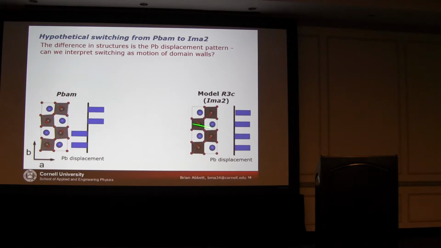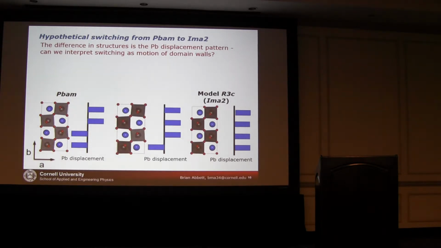As I said, the difference between these two structures is just that the lead displacement pattern is different in the two phases. And so I want to think about this in terms of domain walls. If you look at the PbA structure, we have what looks like a domain of lead cations displacing to the right, and a second domain with the lead cations moving to the left. There should be a domain wall in the middle of this cell, and another one at the edge of the cell. So if you imagine just moving this domain wall in the middle down a little bit, we get something that looks like this that could serve as an intermediate phase between PbA and IMA2.